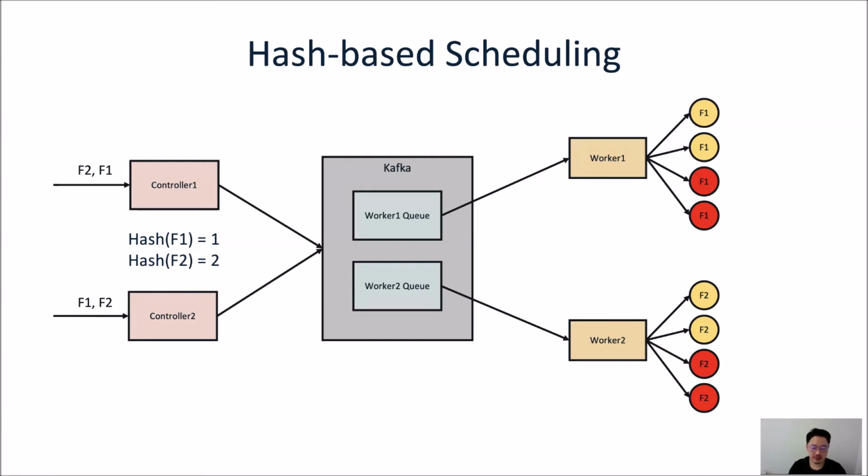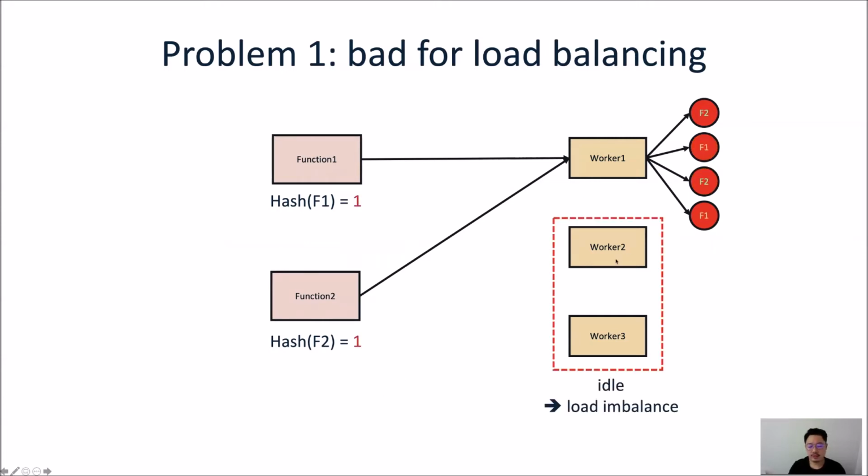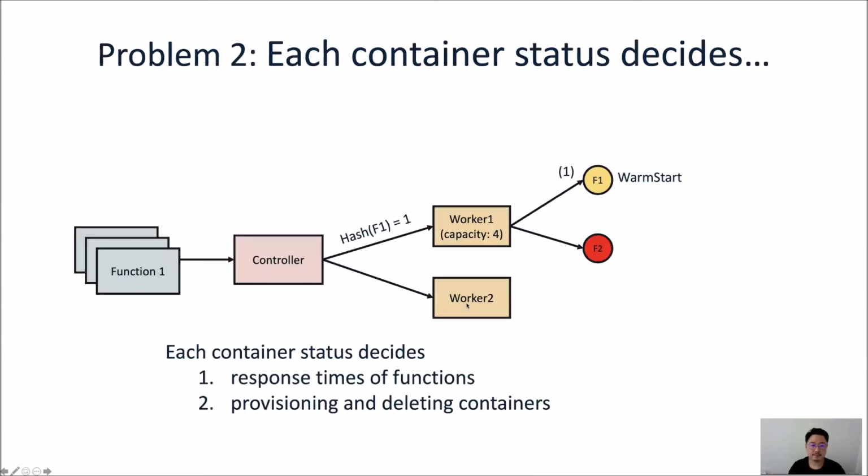But the hash-based scheduling has multiple problems. First one, multiple functions can share the same hash value. Then they will be scheduled to the same worker, while other workers are idle, and they will compete for the limited resource. Also, in multi-tenant workloads, more hash conflicts happen as more and more functions are executed. In turn, overall performance is degraded.